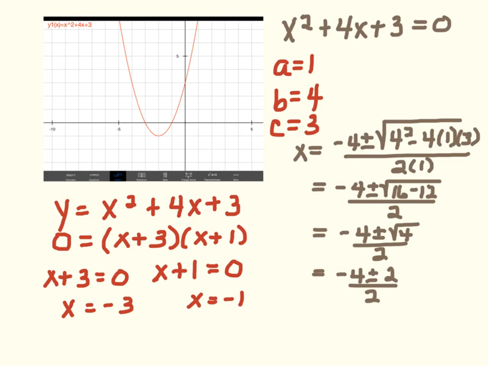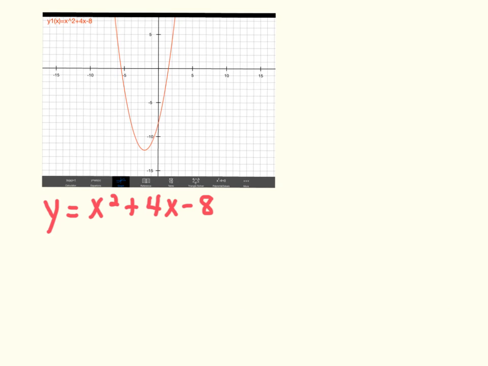And now at this point we look at it as negative 4 plus 2 divided by 2, which would be negative 2 divided by 2, or negative 1, or negative 4 minus 2 divided by 2, which would be negative 6 divided by 2, which is negative 3. We get the same zeros no matter how we do this.